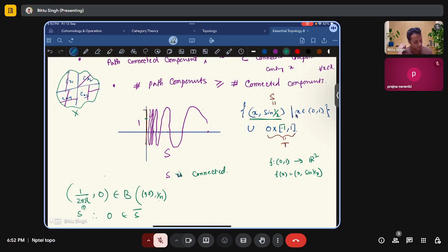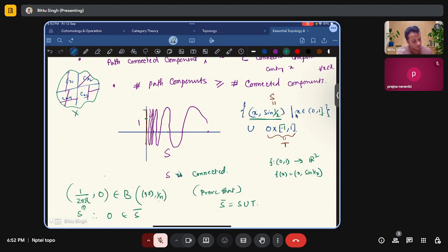So S closure is actually S union T. Okay, it is interesting to prove that. I have only proved 0 belongs to S closure, but using the same idea you can prove that S closure is nothing but S union T, and there is another point. So instead of open 0 1, let me denote it by close 1. Then the closure will be exactly this.